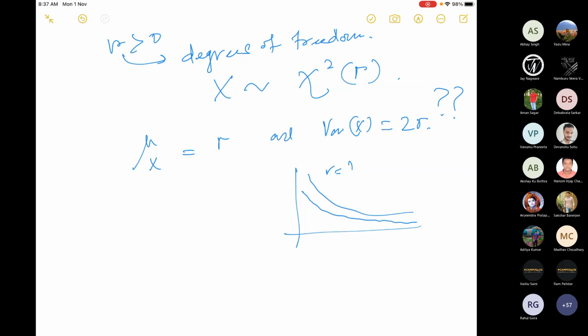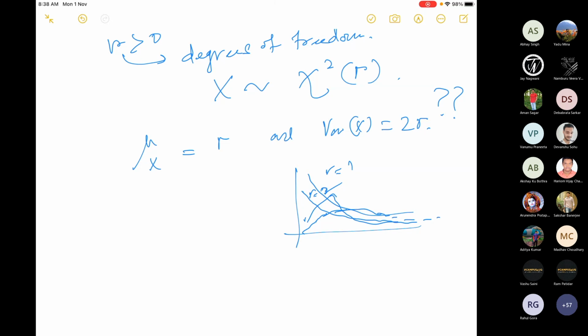And then if you take r equal to 3, you'll get something like this. And gradually it becomes normal when r is very large. So this is the picture. I may be wrong, we just have to plot it. But it will look like this.